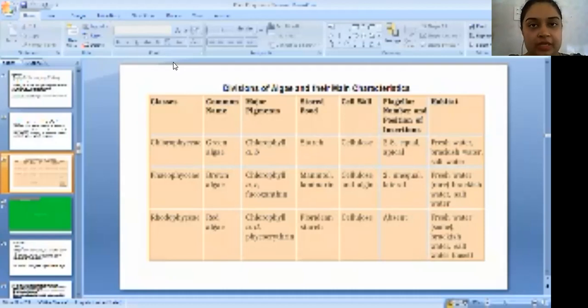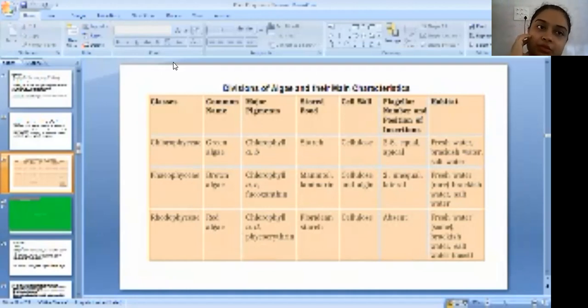First, how many flagella there are and where they are inserted. Whether they are inserted at the end, laterally, or in the middle, that is what they are asking. Laterally means at the sides. Now, what are the numbers of flagella in Chlorophyceae? They range from 2 to 8.